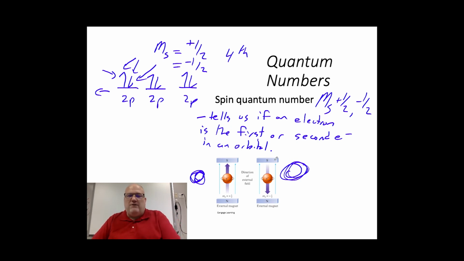Now, how does this play out and what does this really mean? So let's look at some sets of quantum numbers and see whether or not we can make sense of them.